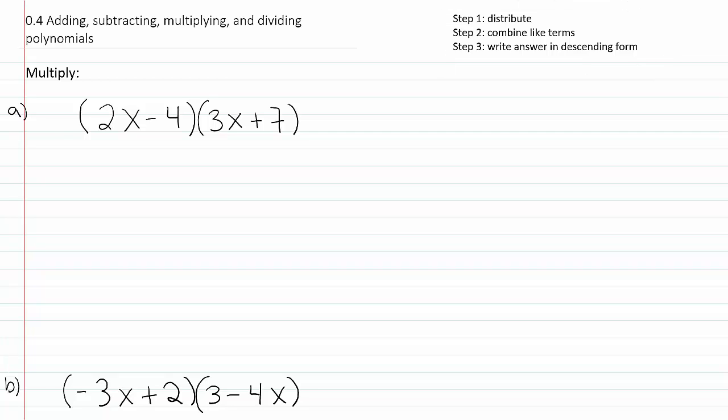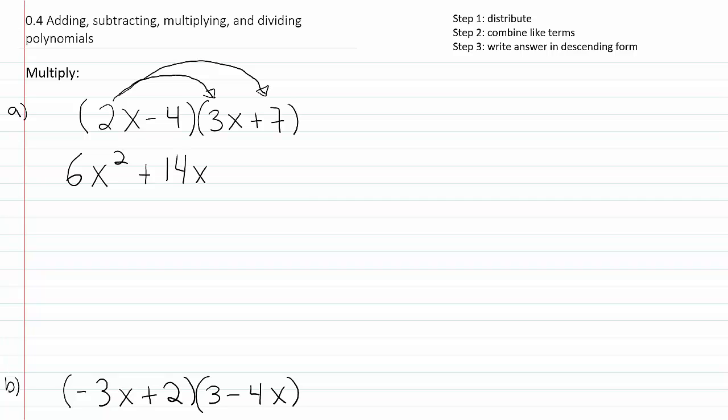We're going to make sure that 2x multiplies by everything in the second parenthesis. So we'll have 2x times 3x, which is going to give you 6x squared, right? Because 2 times 3 is 6, and x times x is x squared. Remember, we keep the common base and add the exponent. Then we're going to multiply 2x times positive 7, which is going to give you a plus 14x.